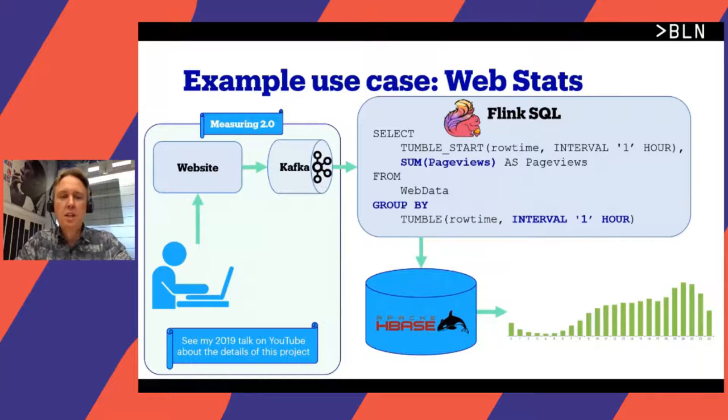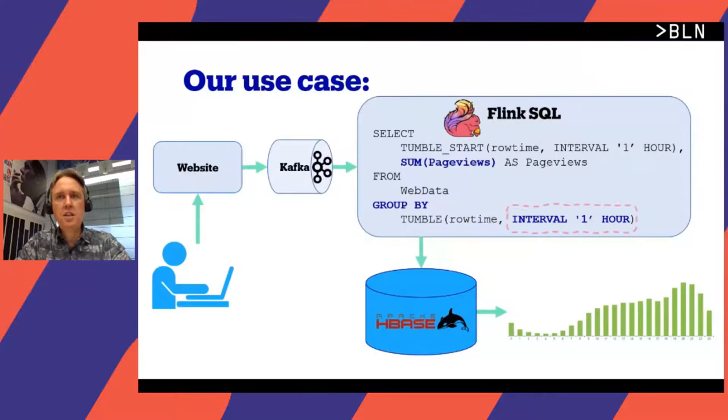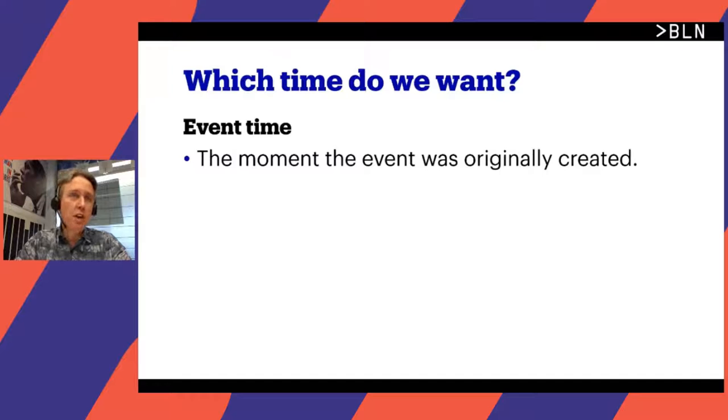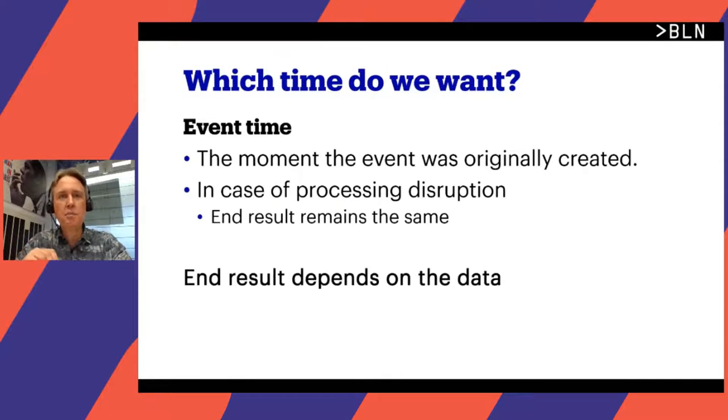And the first thing to realize is that time is essential. In our use case, I am saying interval 1 hour. So the main question is then, what kind of time are we talking about? Are we talking about event time? Are we interested in reporting on the time that the event originally occurred? If we build our processing around this concept, that is nice because in case of a processing disruption, eventually consistent, the end result will remain the same because the end result solely depends on the data.